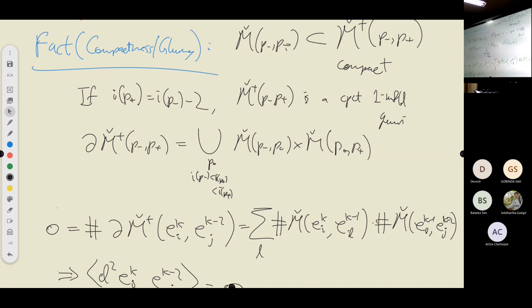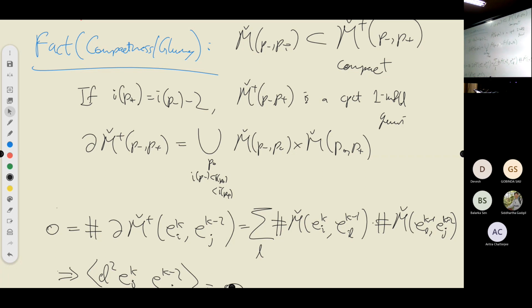Quick question. That's the fact that these are of expected dimensions, that is where the genericity is. Not just that, even in showing this, showing that the boundary corresponds to this thing, you need genericity over there as well.